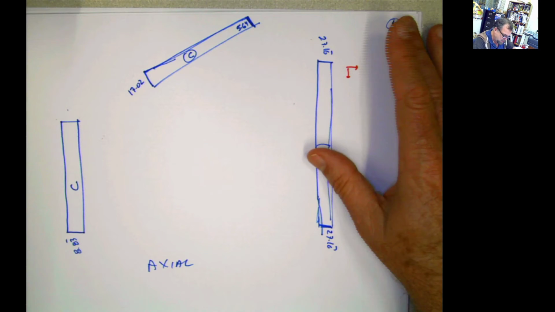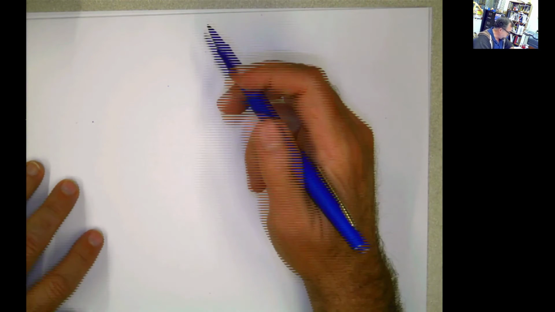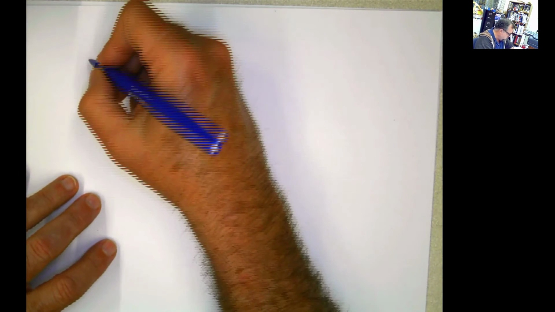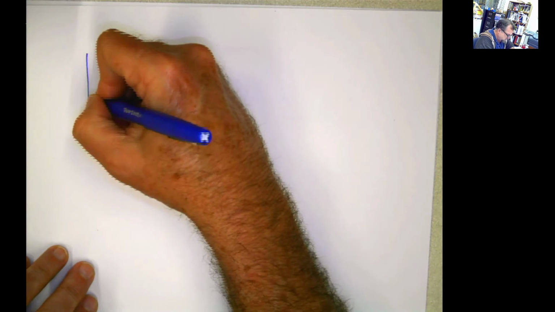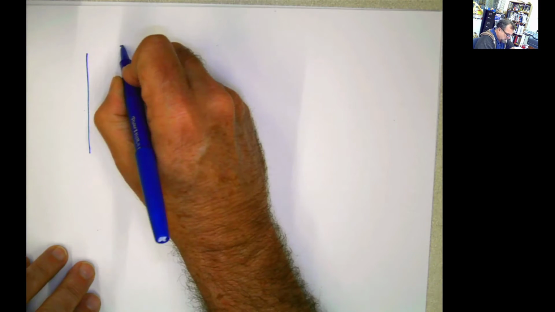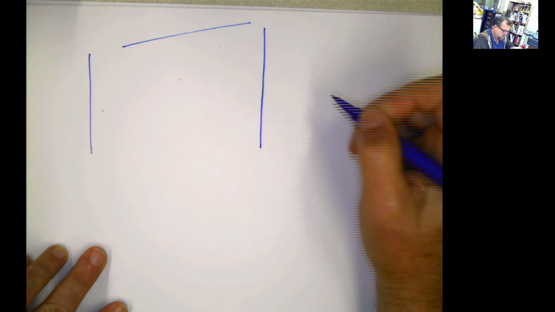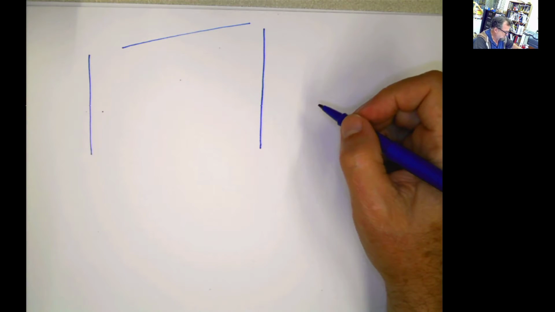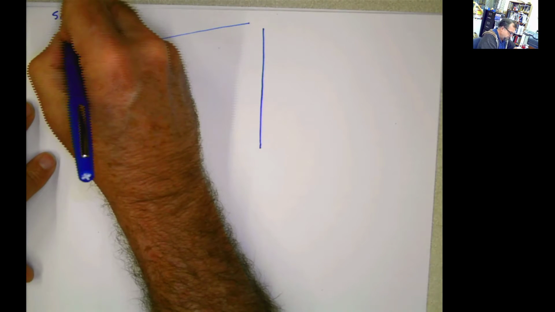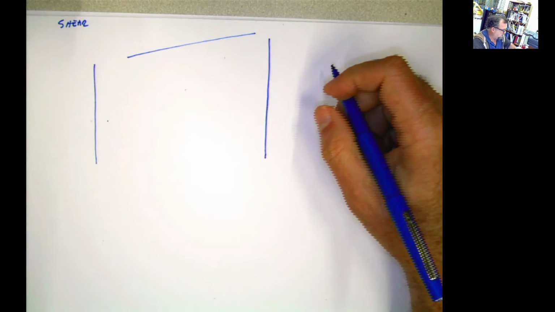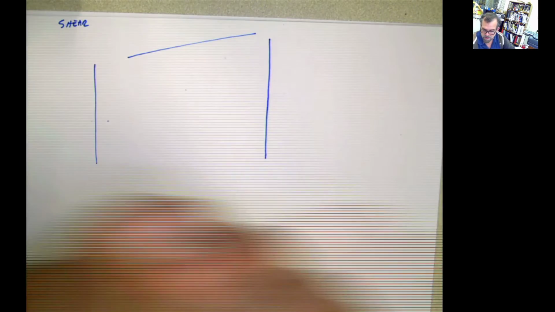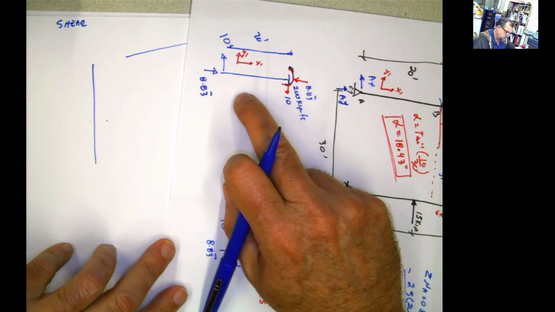Now let's do the shear and the moment. I'm going to try to do both on the same page, because it's really worth it. Not only are you saving trees, but having one on top of the other makes it simpler to see what is happening. Okay, so let's start with the shear diagram.